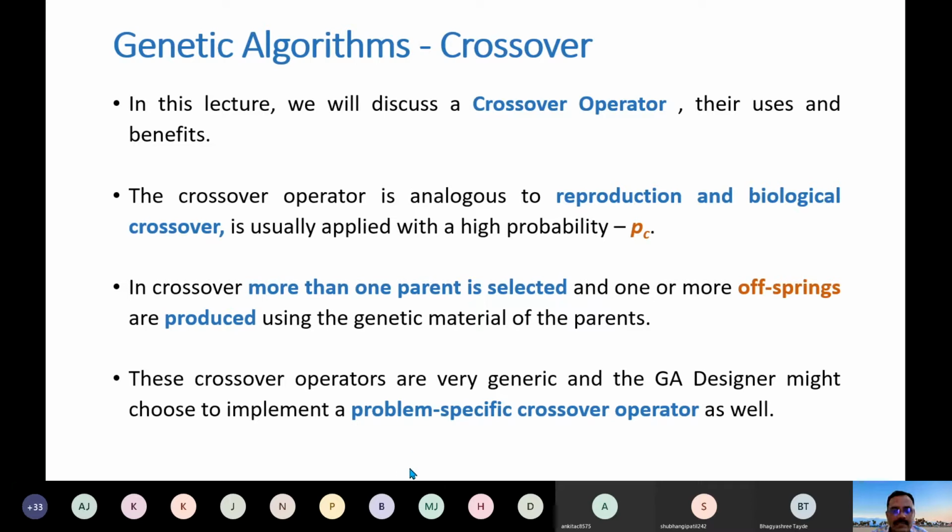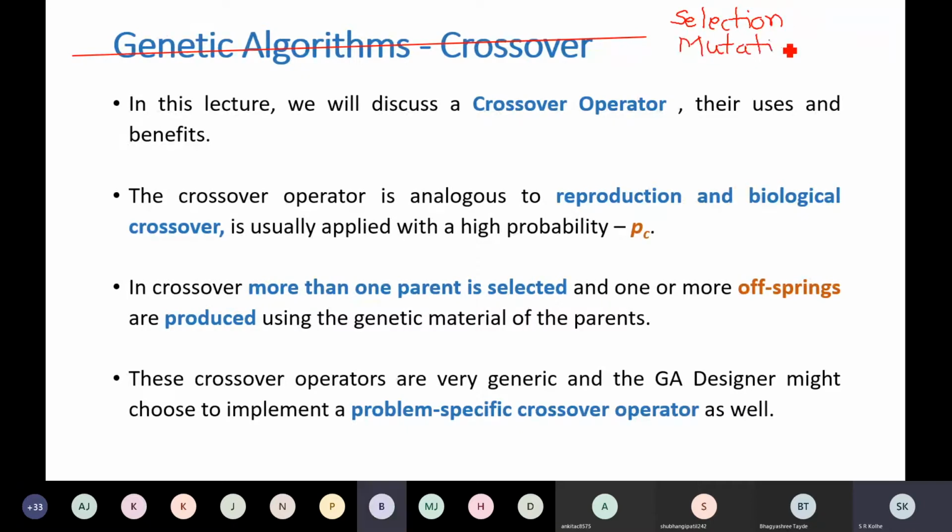In addition to that, we have seen important steps like selection. Three important steps are there in any genetic algorithm: selection, then mutation and crossover. So before mutation we perform crossover, right?